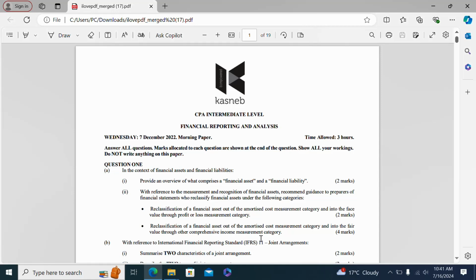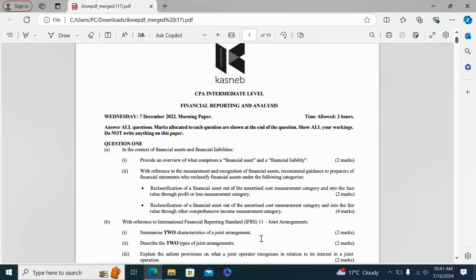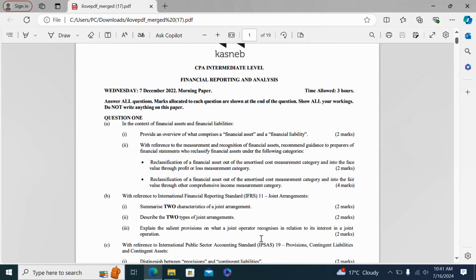With reference to International Financial Reporting Standard IFRS 11 Joint Arrangements, summarize two characteristics of a joint arrangement. Describe the two types of joint arrangements. Explain the salient provisions on what a joint operator recognizes in relation to its interest in a joint operation.